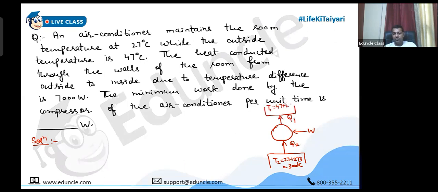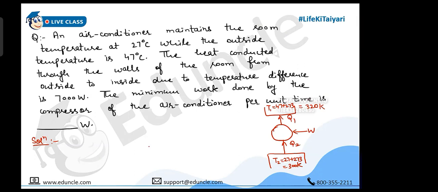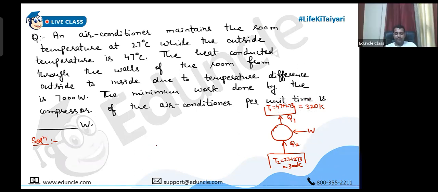Temperature is 47 plus 273. That is 323 Kelvin. Not 323, 320. 320, right? Yes, sir. So now we have to calculate the minimum work done. Okay. Now, what is the coefficient of performance of the refrigerator?